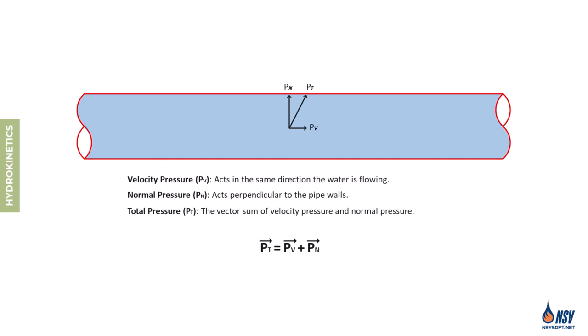In hydraulic calculations for fire sprinkler systems, we simplify things by assuming that velocity pressure is zero. In these systems, velocity pressure is relatively small compared to normal pressure, and ignoring it makes calculations easier and slightly more conservative. Velocity pressure still plays an important role in advanced hydraulic design and system optimization, and we'll explore that fascinating topic in another video.